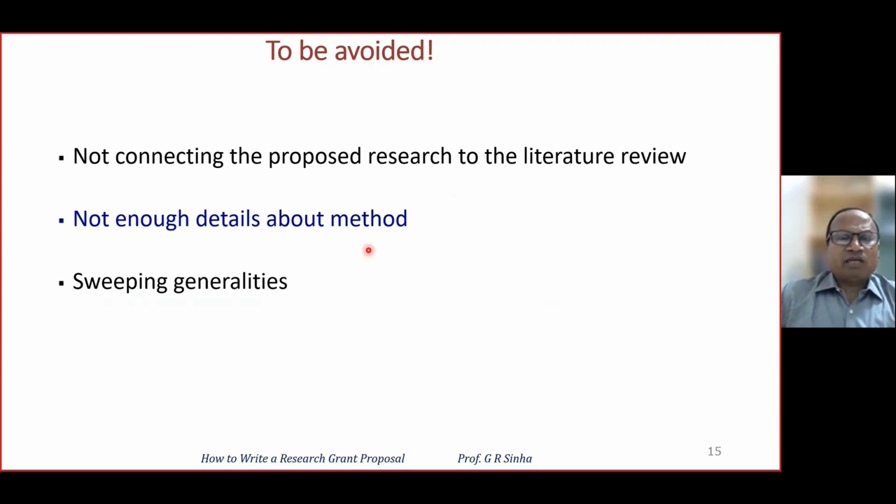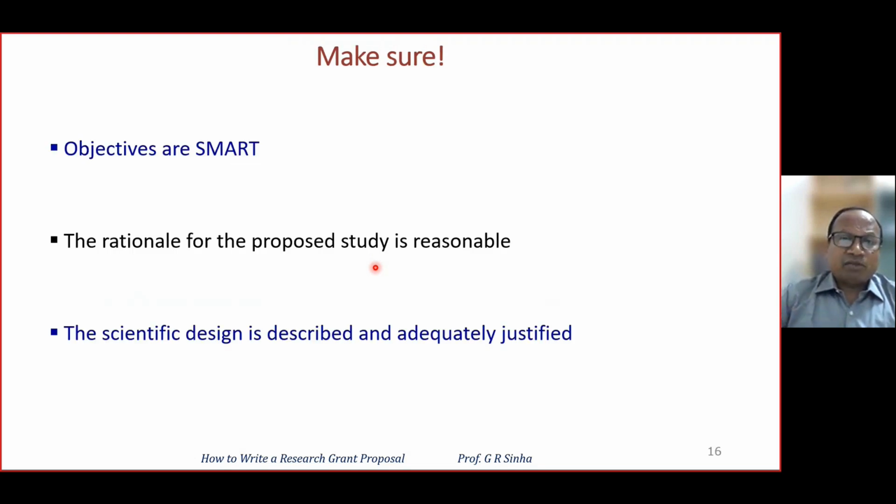Not enough details about the method. The method needs to be very clearly explained. How do you implement? What is your plan of implementation? What would be the challenges? What are your strategies to overcome those challenges? I mean, sweeping generalities are to be avoided. General purpose statements. Make sure objectives are smart.